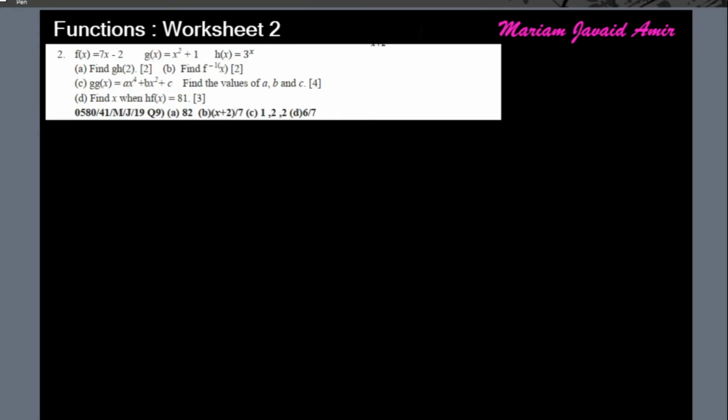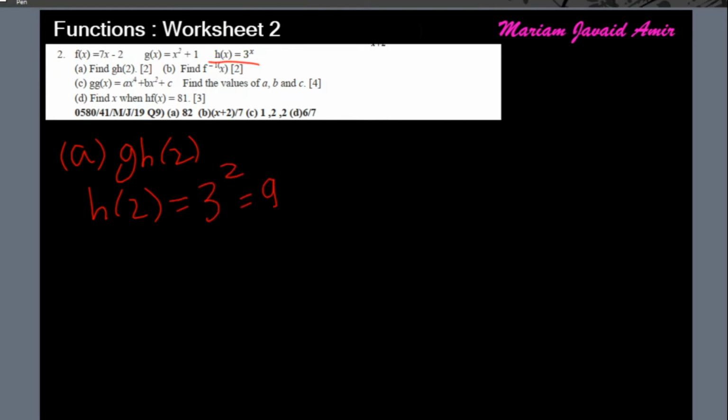Question number 2, part A. Find GH2. So first we'll find H2. For this, in place of x we'll write 2, so we get 9. Next we'll write G9. For that, instead of x here we write 9. So 9 square plus 1, we get 82.